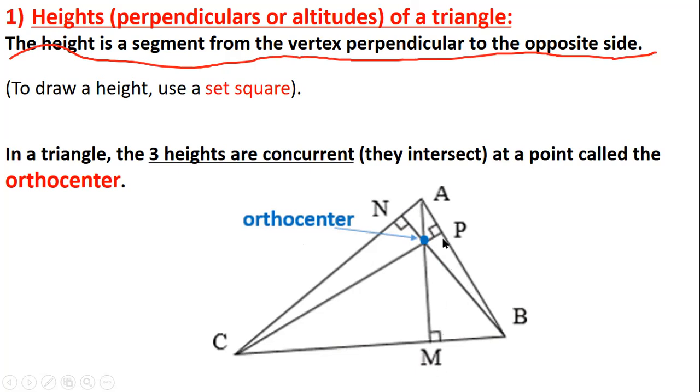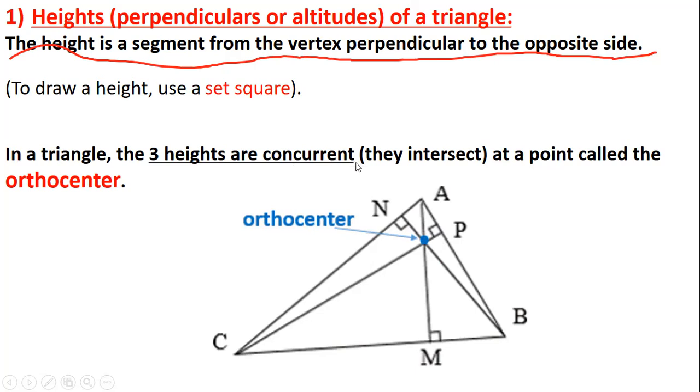After drawing the three heights from A, from B, and from C, as you can see, they intersect together. They meet here at a point, the blue point. This blue point where the three heights intersect, we call it an orthocenter. So we say in a triangle, the three heights are concurrent.